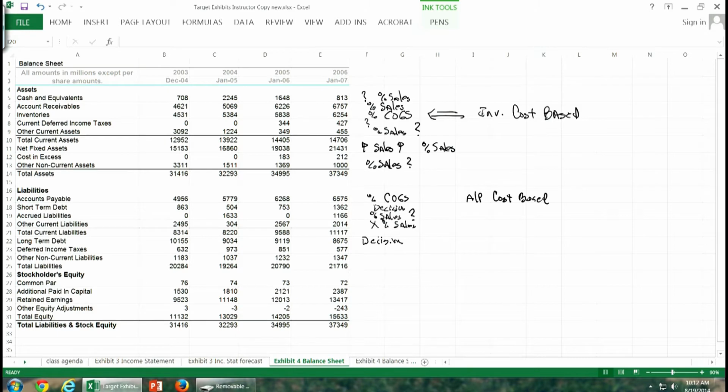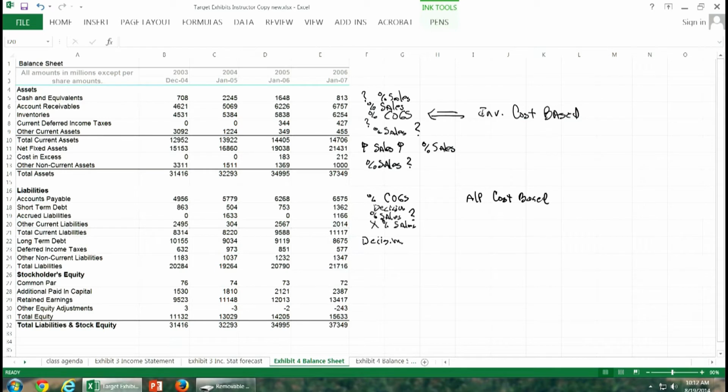And when I say the decision variable, what I mean is that the firm itself is the one who has to make a decision about what's going to happen with long-term debt. It's not going to change automatically with sales. So then we go down here to deferred income taxes. I'm not sure as a percent of sales. Just looking at these numbers, I'm not sure, but we'll look at it. Other non-current liabilities, that's a question mark. Percent of sales, that's a question mark in my mind.